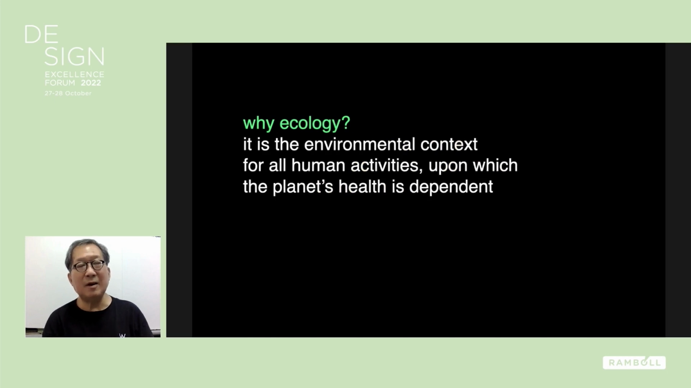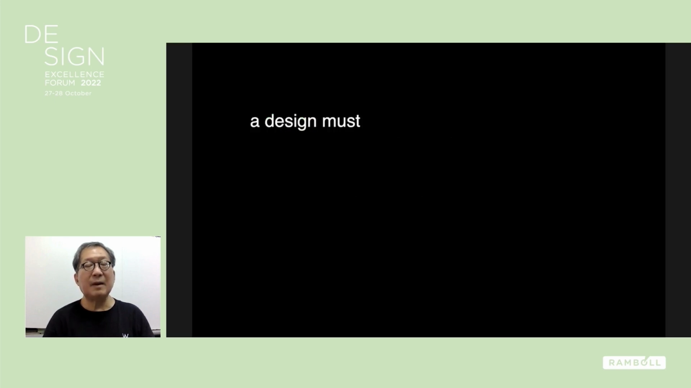But why ecology? Ecology is, simply stated, the environmental context for everything that we do on the planet, for all human activities, and upon which the planet's health is dependent. And so we should start with ecology because as the ecology is damaged, devastated, then the planet is affected. So we must look at the planet in its ecology as a whole.